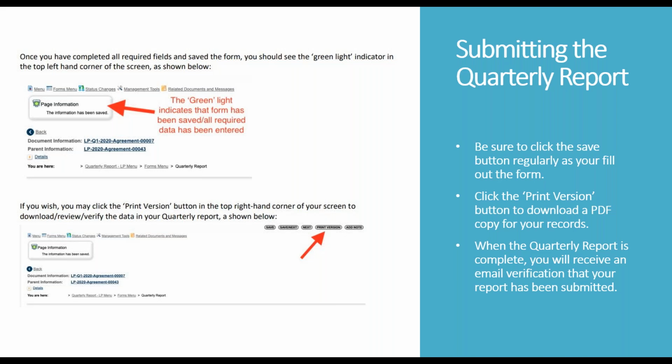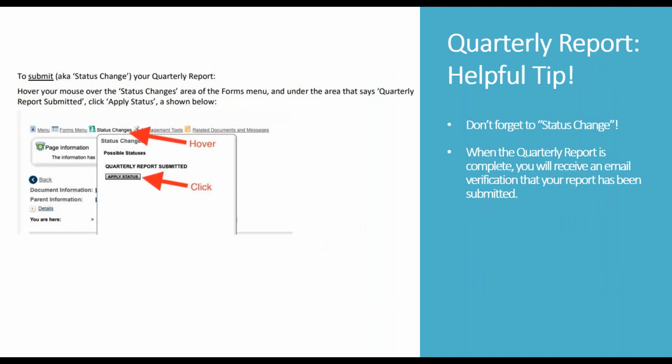One tip that we wanted to give, again, it's that status change button. So on that quarterly report, you finished your report, you saved it, we probably haven't received it, because if you don't do the status change, we will not receive it. So again, once you complete your quarterly report, you'll receive an email verification that your report has been submitted. If you haven't received that email, chances are you probably forgot that status change button. You just go back in and then apply the status to quarterly report submitted.